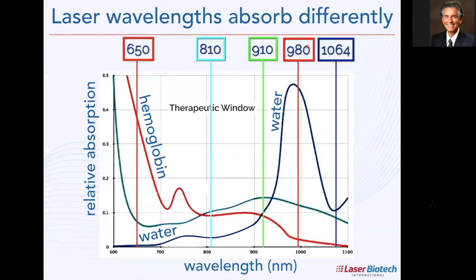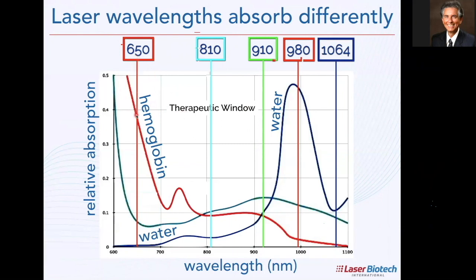Anyway, here I'm going to overlay typical wavelengths that we have available, at least in the US. So 650 is the red one, like I mentioned before, right smack in the middle. That would be a red laser. 810 is very popular. 810, 910, 910 has a specific property, 980 and 1064. And there's more beyond that. But this is what I call the therapeutic window. Let's look at the intersection now.